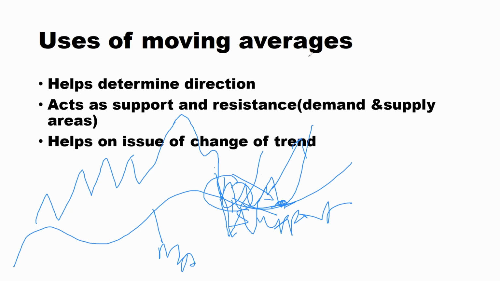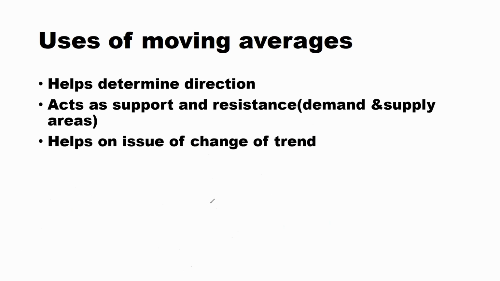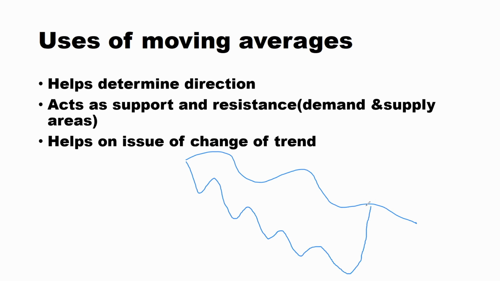Now, what about resistance? How do we use it as a resistance? It's just the other way around. If this is my moving average, sorry, let me just draw it this way around. If this is my moving average and price is moving below it like this, and it comes back to it, how do we define resistance? Resistance is an area above current price where we expect sellers to come into the market.